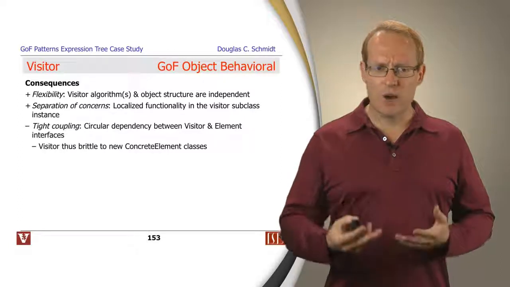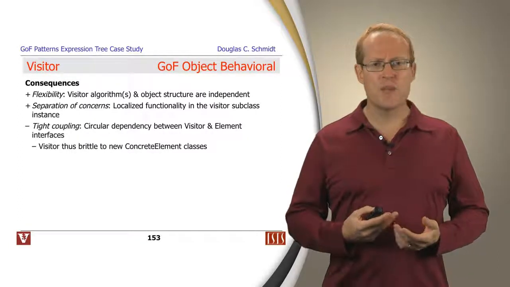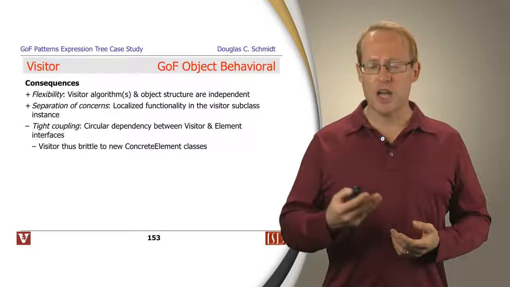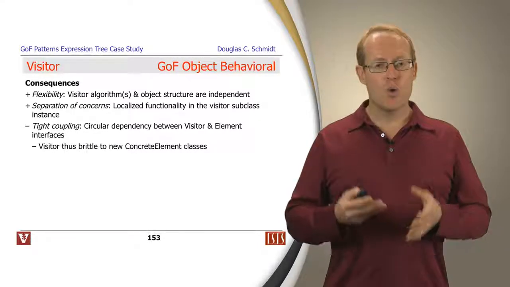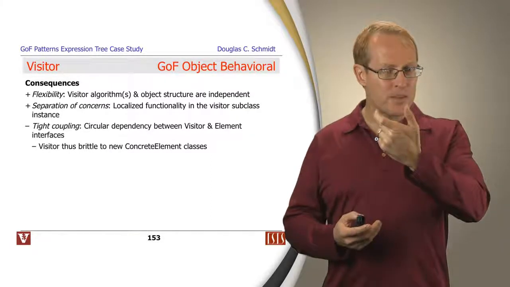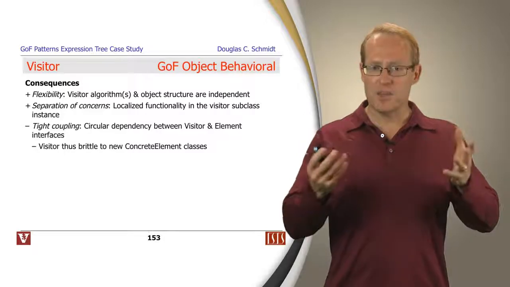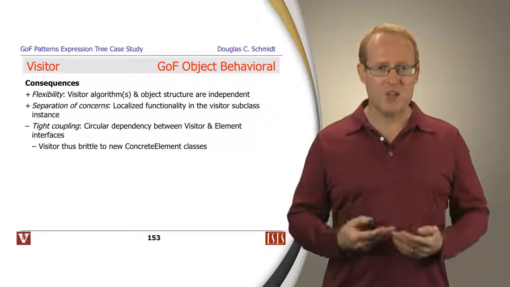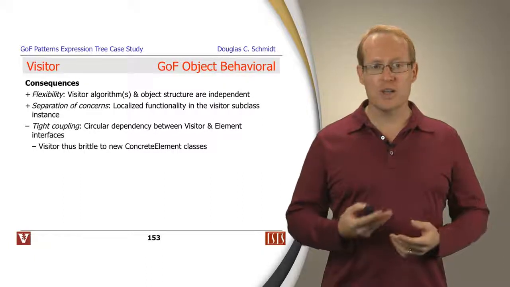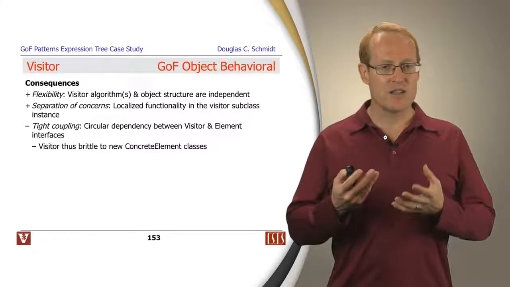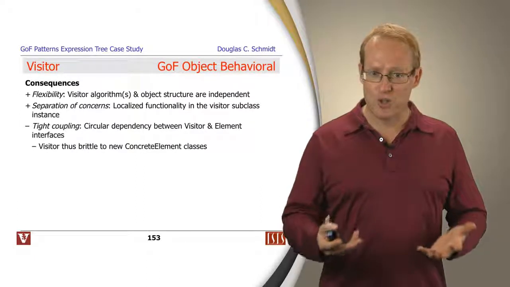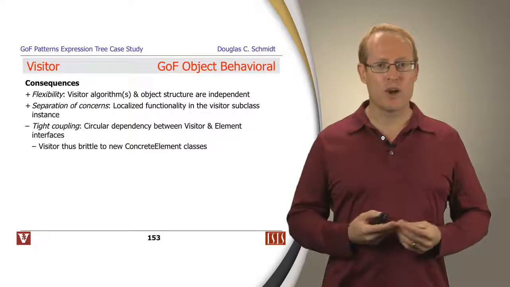So to go ahead and summarize the consequences of visitor, there's various pros we get from this. We have much greater flexibility. We can change the algorithms and the operations without affecting the object structure. As you can see, there's just a method called accept that takes a visitor, and everything from that point can be driven by dispatching and either dynamic or static polymorphism. We separate concerns. You can localize the functionality in the subclass of the visitor without affecting the structure of the composite or the elements that you're iterating over.